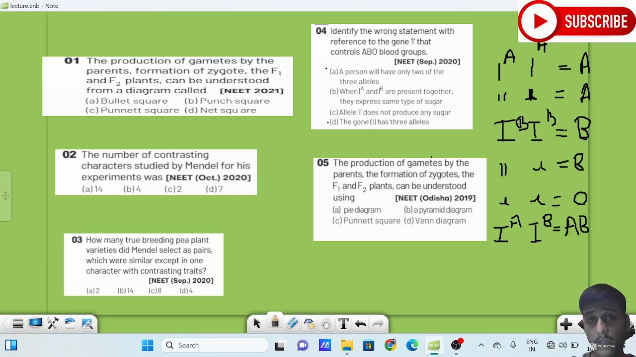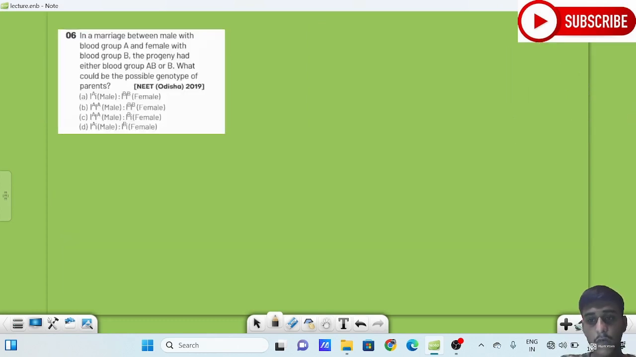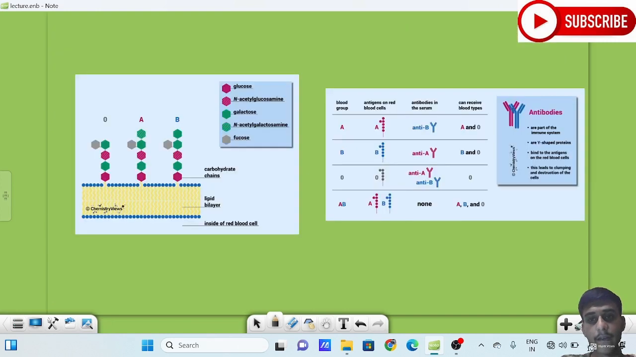If both sugars are expressed equally, codominantly, then both sugars will be present at the end of the oligosaccharide sequence. I think you got a basic idea. Now we will go to the structure, so you will get more and more idea. Look, this is the condition. Look at the O blood group.